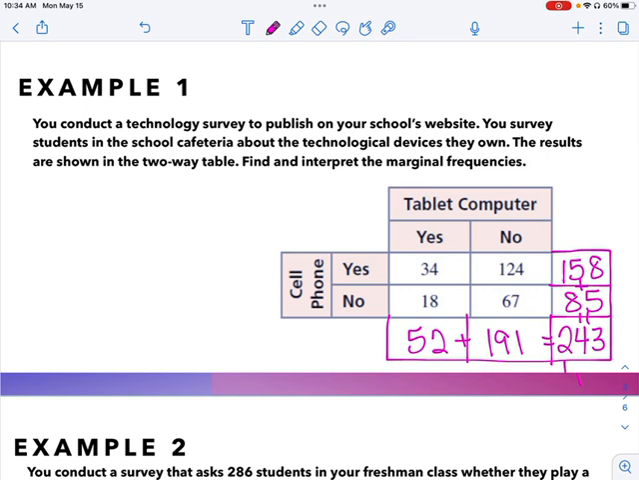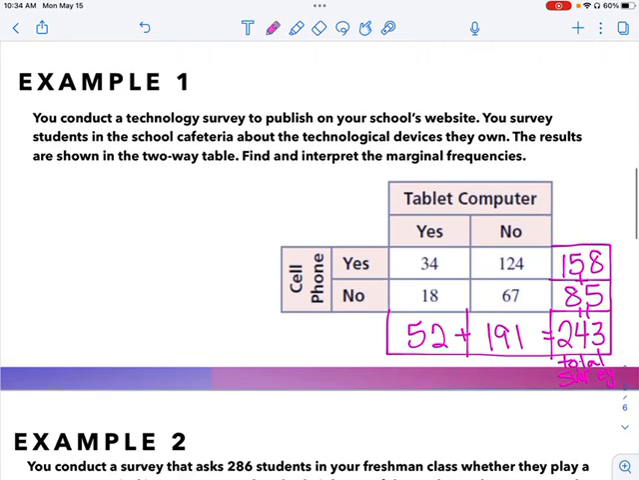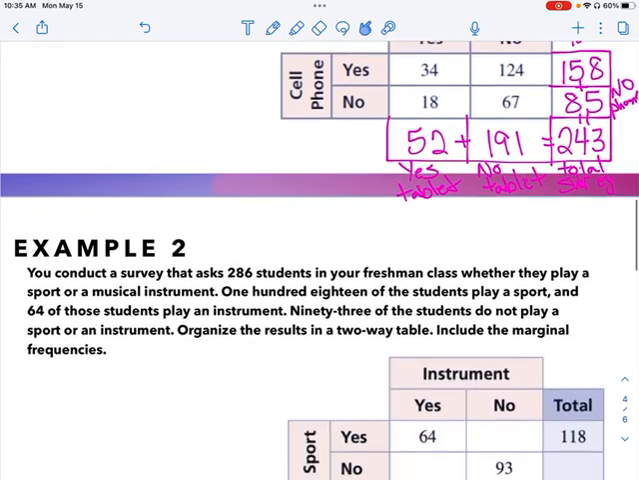So the 243 stands for the total number surveyed. The 191 represents no to tablet. The 52 says yes to tablet. The 158 says yes to cell phone. And the 85 says no to the phone. So that's how we interpret those marginal frequencies.